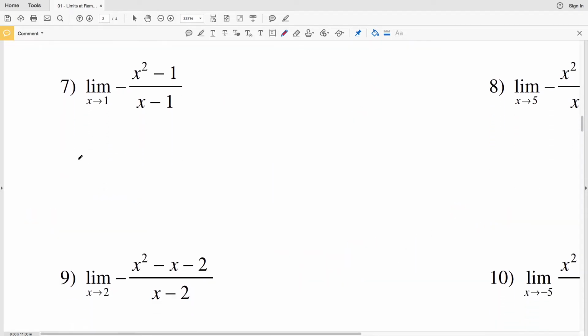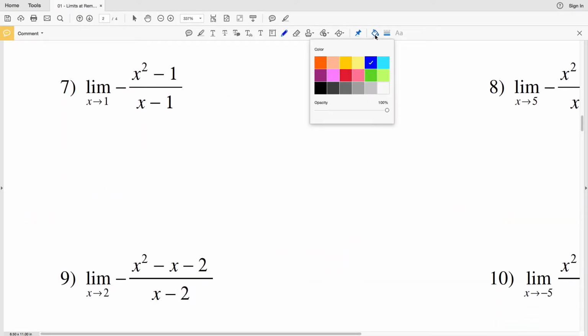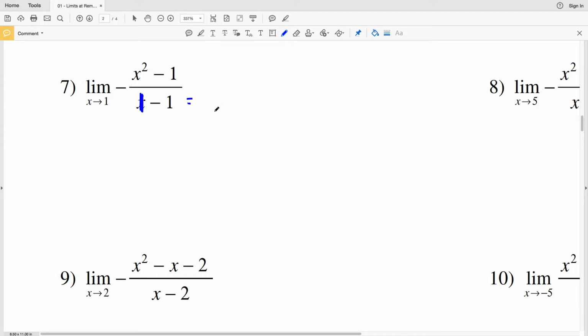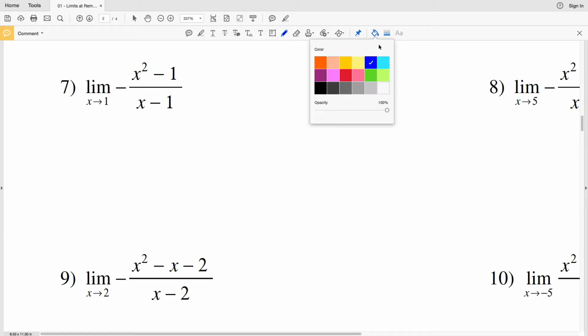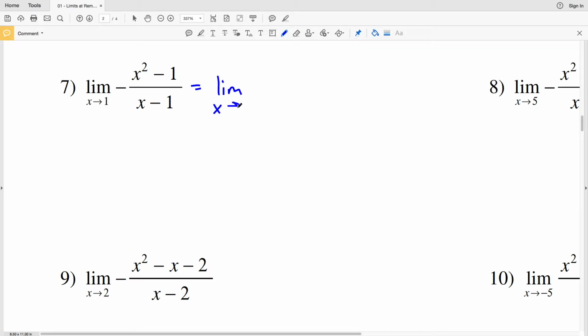Now, for number 7, we cannot plug 1 in, because if we were to plug 1 in, we would get 0 for the denominator. So we're going to factor. And the part we can factor is the numerator, x squared minus 1. So I'll rewrite this as the limit as x approaches 1 of negative, factoring our numerator, x squared minus 1. We're going to see what multiplies to give us negative 1 and adds to give us 0. Well, that's 1 and negative 1.